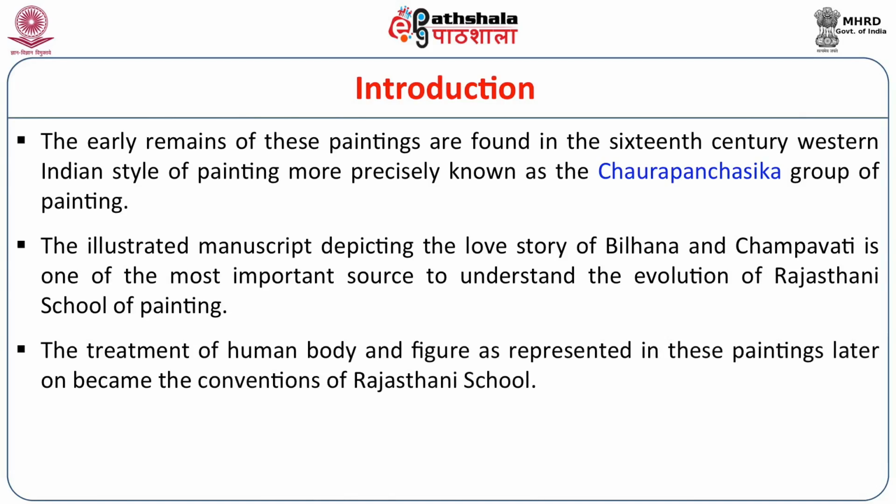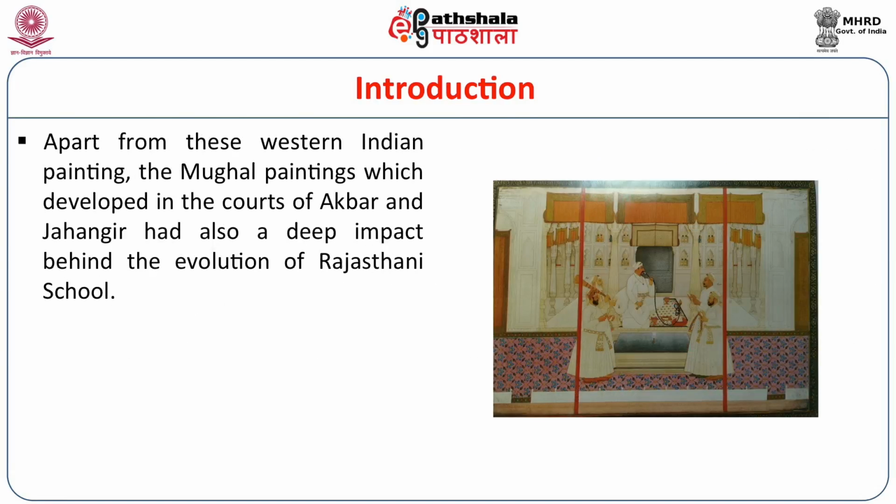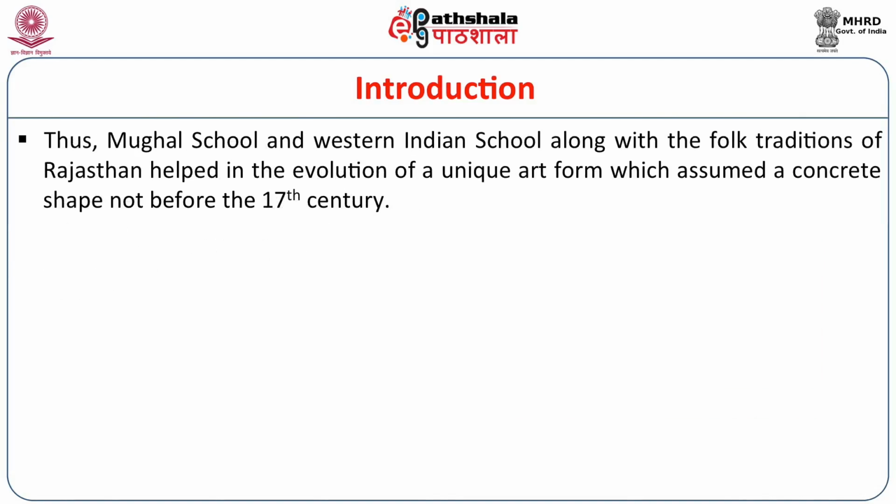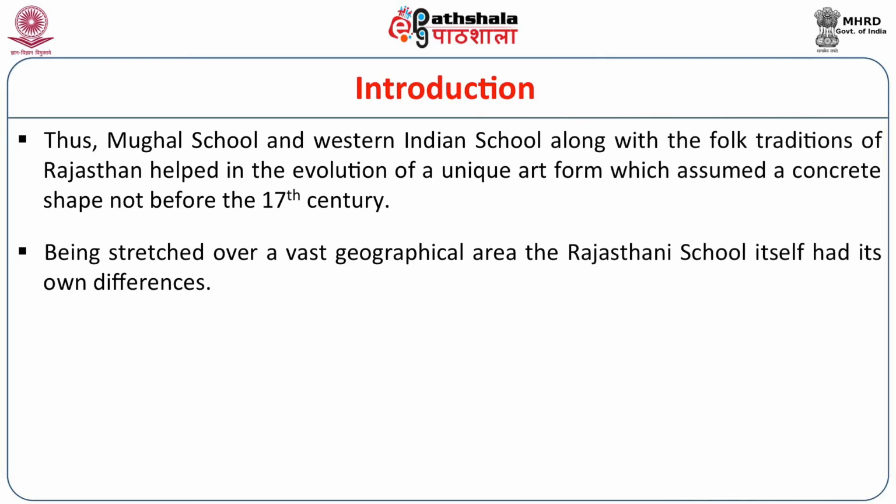The treatment of the human body and figure as represented in these paintings later on became the conventions of the Rajasthani school. Apart from these Western Indian paintings, the Mughal paintings which developed in the courts of Akbar and Jahangir had also a deep impact behind the evolution of the Rajasthani school. The Mughal school and Western Indian school, along with the folk traditions of Rajasthan, helped in the evolution of a unique art form which assumed a concrete shape not before the 17th century. So before that, a big evolutionary period was there for the different Rajasthani schools. Being stretched over a vast geographical area, the Rajasthani school itself had its own differences.